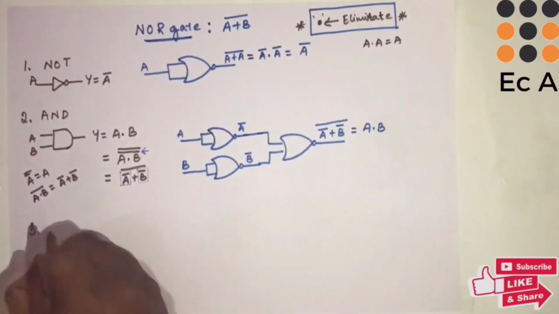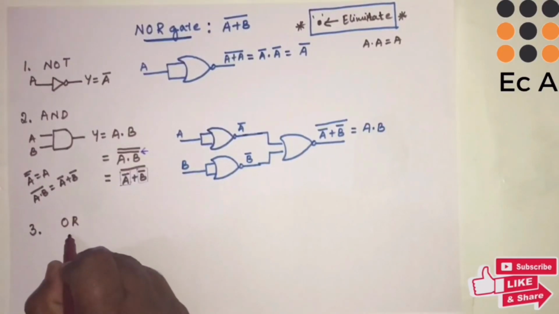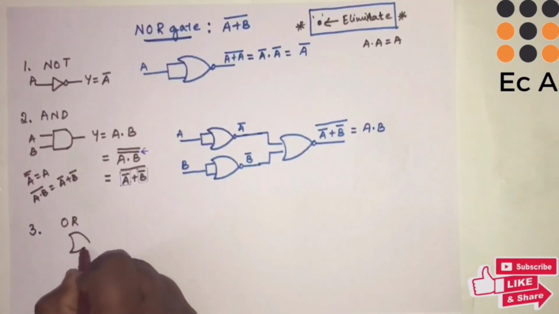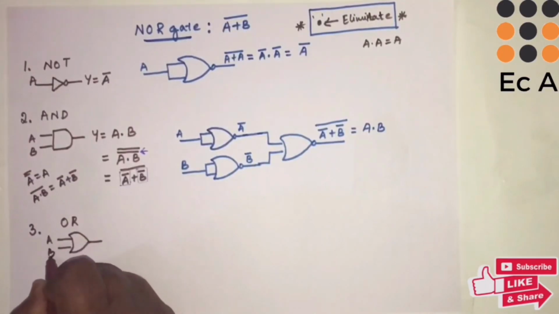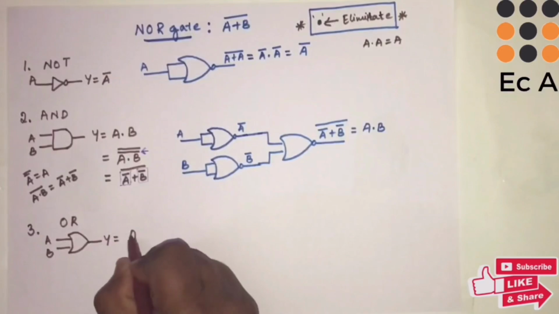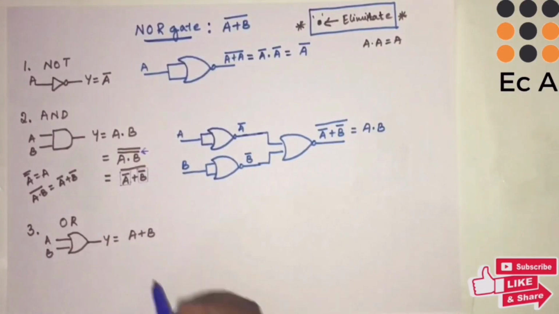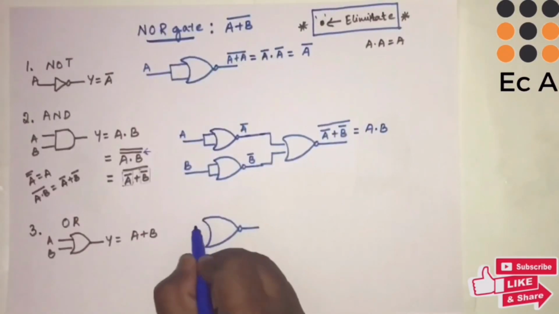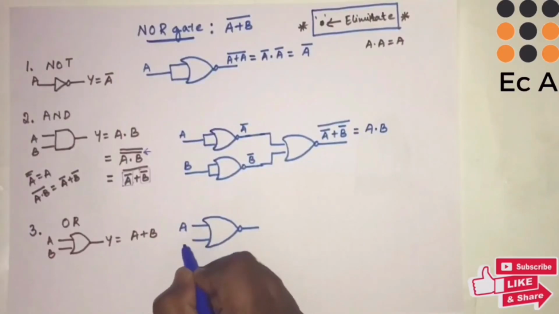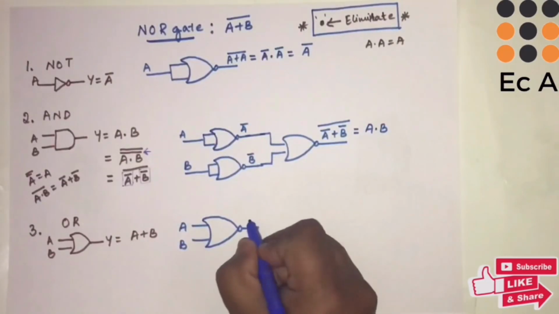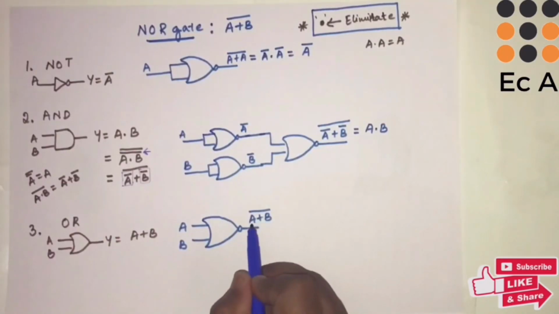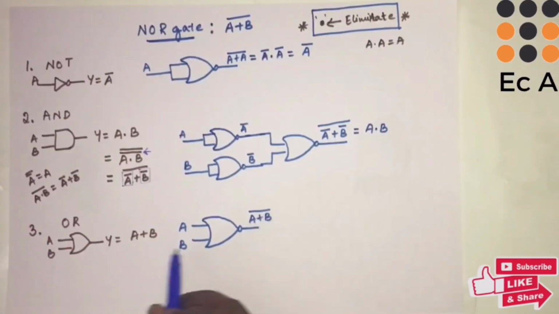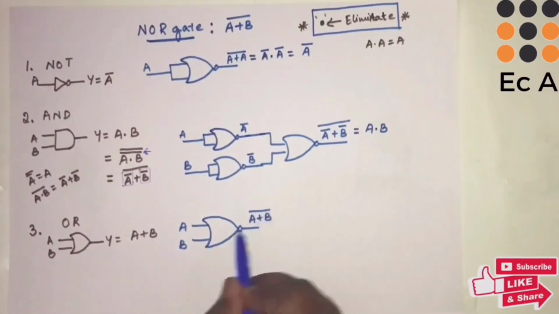Next we will see OR gate. So this is the symbol for OR gate. So two inputs A and B, output will be A plus B. So let us take a NOR gate with two inputs A, B. So output of this NOR gate will be A plus B whole bar. So as you can observe from this equation we got A plus B whole bar. But we require only A plus B. So what we can do, we can complement this term to get A plus B.